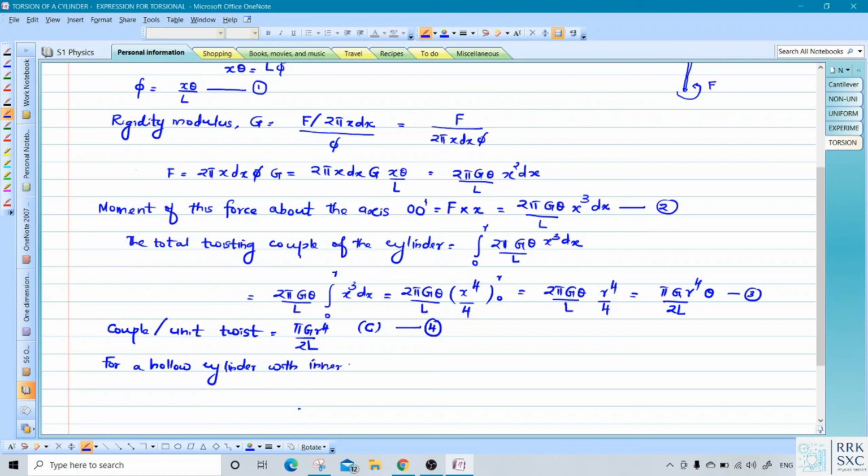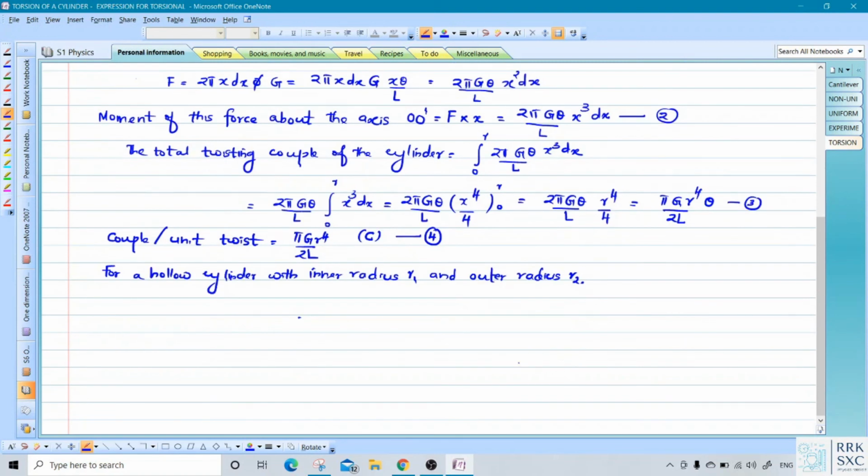For a hollow cylinder with inner radius R1 and outer radius R2, the total twisting couple, that is equation number 3, will get modified as pi g theta by 2l into r2 raised to 4 minus r1 raised to 4.